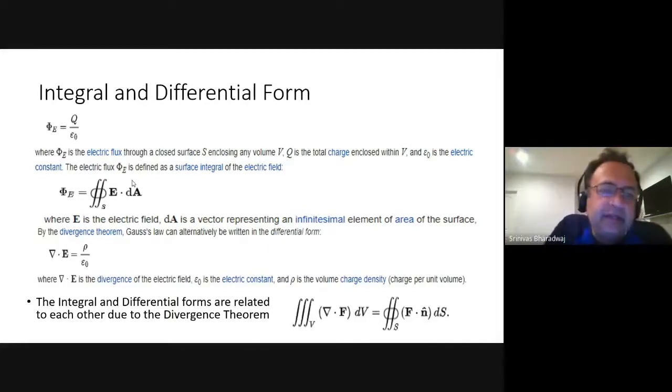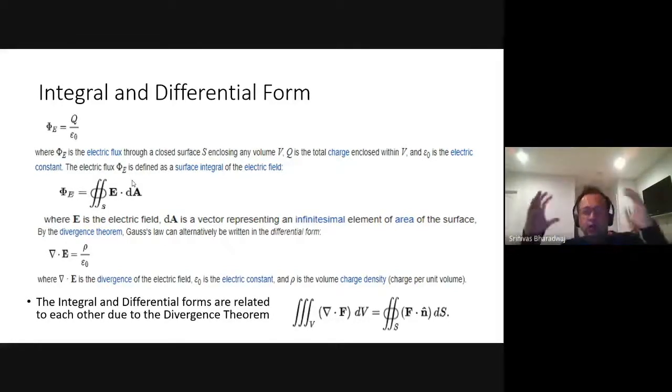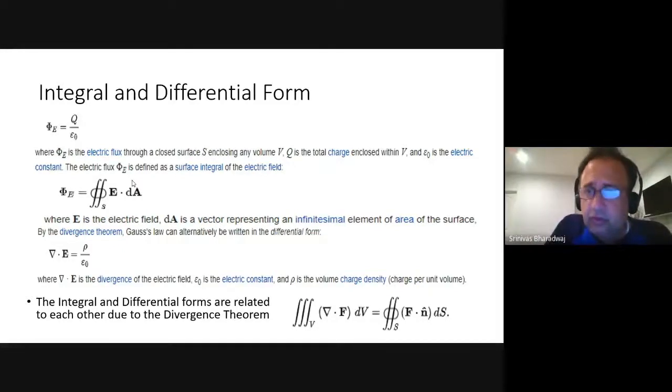Okay, so it is typically taught in two forms. I don't know if you want to learn all this, but I will tell you briefly. Flux is Q by epsilon naught, where phi E is called the electric flux through a closed surface S enclosing any volume. Q is the total charge enclosed within the volume, and epsilon naught is the electric constant, right? So phi E equals the closed integral of E dot dA, which equals Q by epsilon naught.